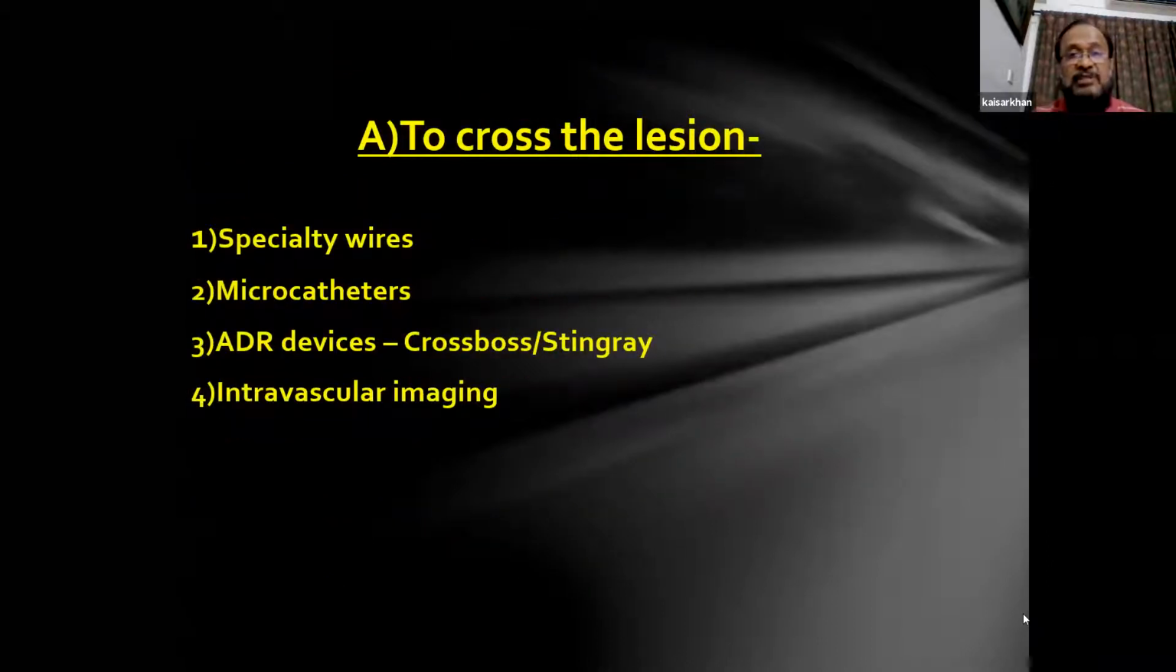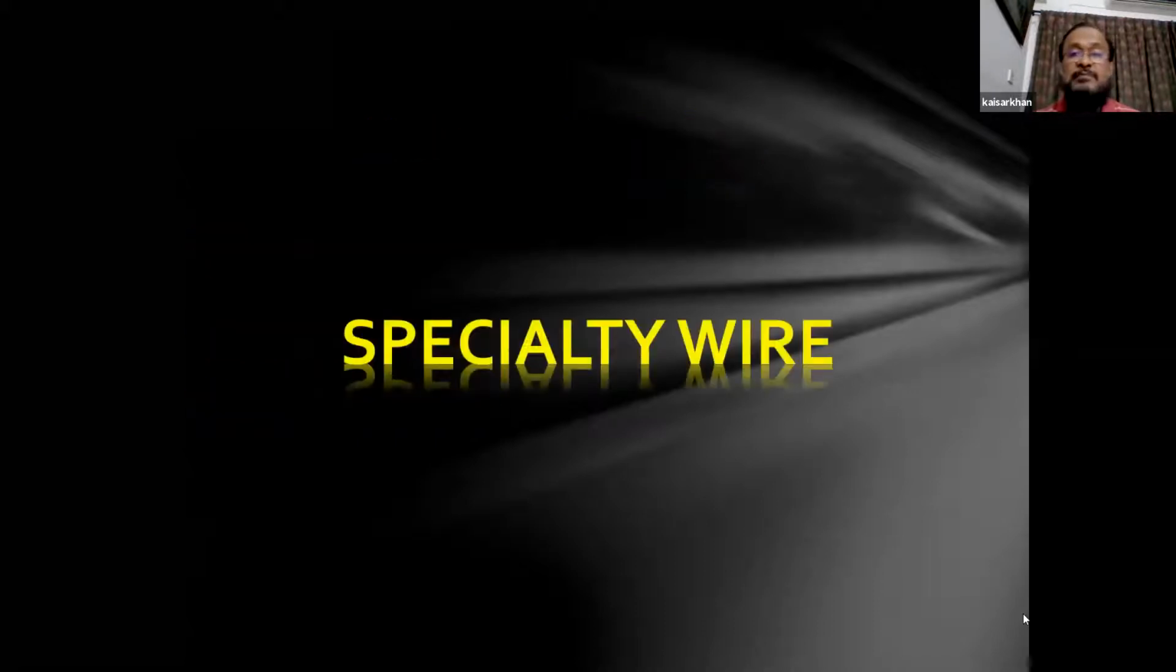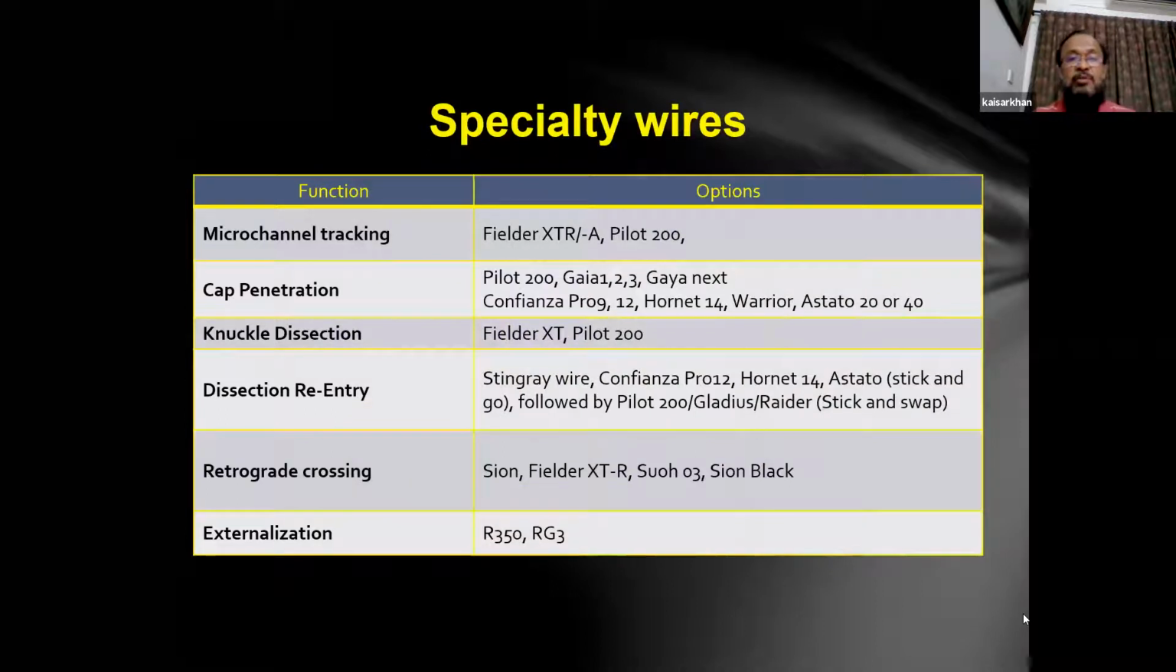Now, to cross the lesion, we need specialty wire, microcatheter, and IVUS for retrograde CTO. Specialty wires: for microchannel tracking, Fielder XTR; for penetration, Gaia series, Pilot 200, Confianza Pro; for knuckle dissection, you need a slippery wire like Pilot 100, 200, Fielder XT; for dissection re-entry, Stingray; for retrograde crossing, Sion, Suoh 3 for very tortuous septal channels or epicardial channels, Fielder XTR wire, and sometimes Sion Black. For externalization, RG3, R350.